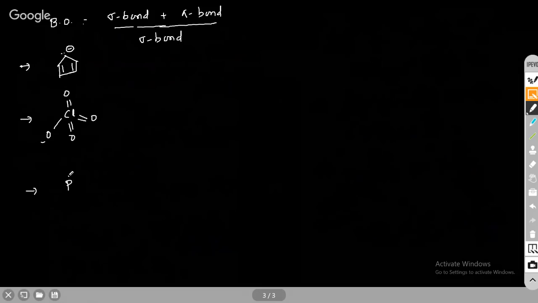Next one, P double bond O minus, O minus, O minus. The next one we have a benzene ring. Bond order, you tell me. CH3 C double bond O, O minus. Bond order of carbon oxygen. Tell me, what is the answer here?